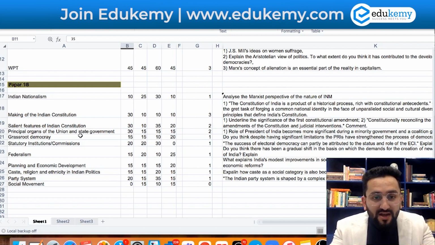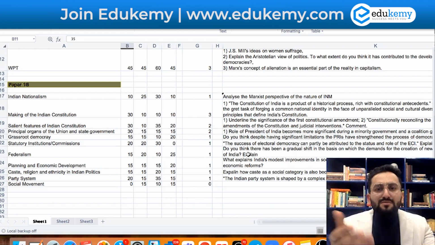Then you have principal organs, 30 marks, earlier 15, then grassroots democracy 15, statutory institutions 20 marks question, right? Kahan se aya? Election commission se aya. Federalism 15, 20, 10, 25, right? On the creation of state, basis of creation of state being shifted from earlier time.